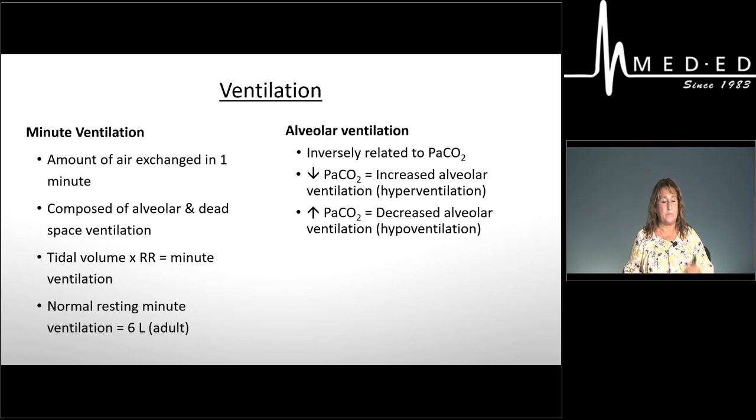All right, a couple of terms that you probably need to at least be familiar with are minute ventilation and alveolar ventilation. So let's talk about minute ventilation first. And that's the amount of air exchanged in 1 minute. And in a normal adult resting, we breathe in and out about 6 liters a minute. So I like to think of minute ventilation as the cardiac output is to the heart. Minute ventilation is to the respiratory system, so to speak. The formula for minute ventilation is tidal volume times respiratory rate.